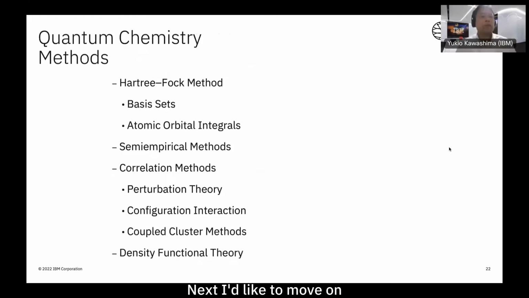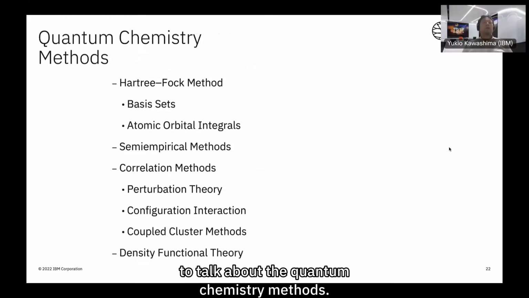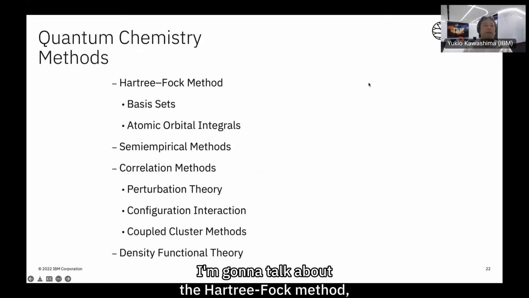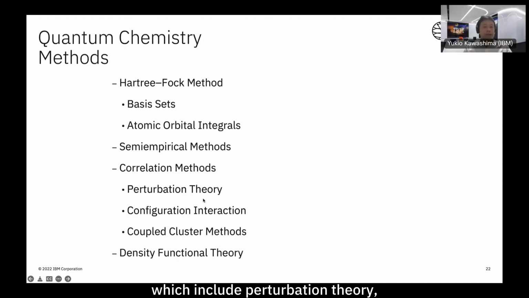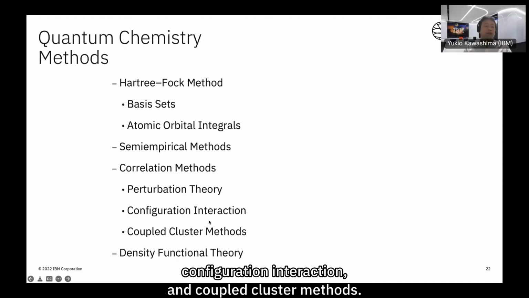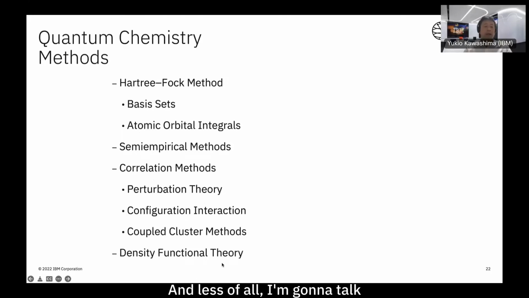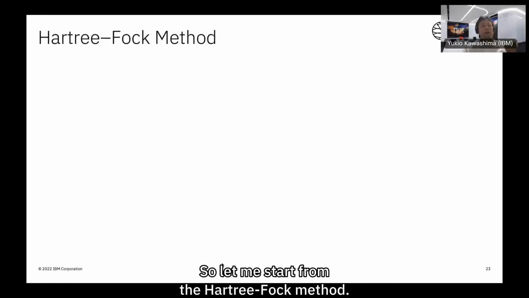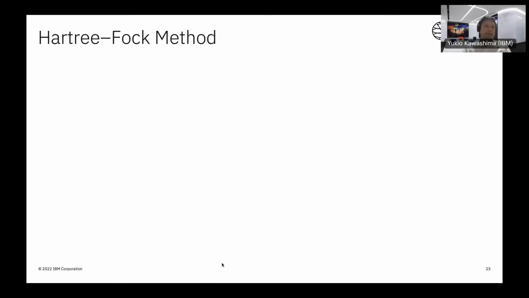Next, I'd like to move on to talk about the quantum chemistry methods. I'm going to talk about the Hartree-Fock method, semi-empirical methods, and correlation methods, which include perturbation theory, configuration interaction, and coupled cluster methods. And last of all, I'm going to talk about density functional theory. So let me start from the Hartree-Fock method.